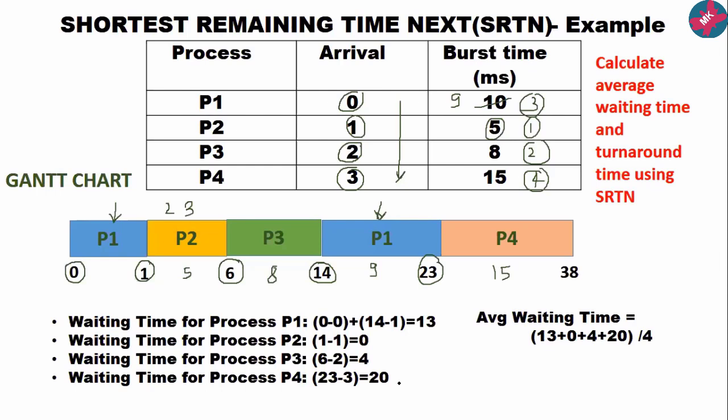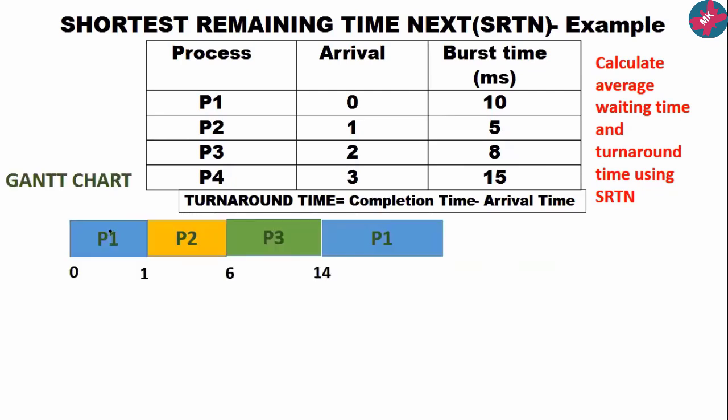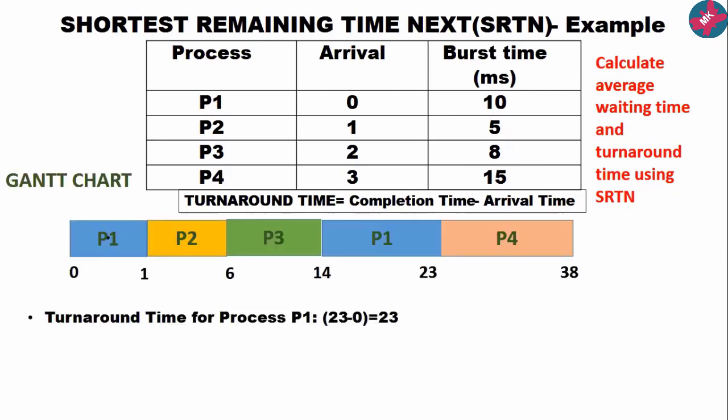Let us calculate the average. It will be 13 plus 0 plus 4 plus 20, and it comes out to be 37, divided by 4, that is the number of processes. So average waiting time is 9.25 milliseconds. Then next we will calculate the turnaround time, that is completion time minus arrival time. Again we will refer to the same Gantt chart. For P1, the process ended at 23. Arrival time is 0. So it is 23 minus 0.